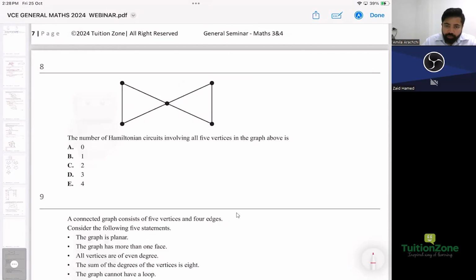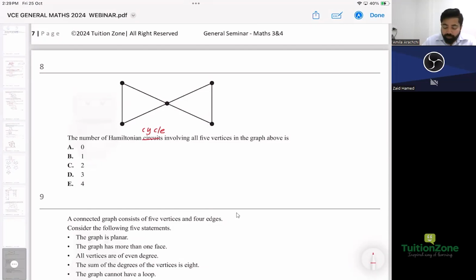The number of Hamiltonian circuits involving all 5 vertices in the graph above is. So a Hamiltonian cycle means you should start and end at the same point, and you should go through every vertex. And also you can't repeat the vertices. Can you try to draw one diagram or network to get the Hamiltonian circuit? I mean, that's called a cycle. They call it circuit sometimes, but Hamiltonian cycle. Let's get a try first and tell me how many, well, at least do one first, then you can see how many we can get after.